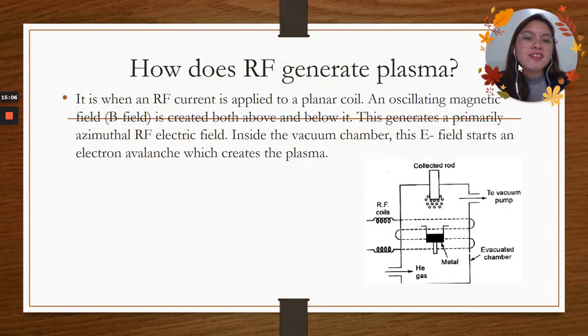Okay. And this is an example of how radio frequency generates plasma. We have the radio frequency coils, connected to a rod, to the vacuum pump, the evacuated chamber, the metal here, and the He gas, or helium gas. This is where the helium gas goes. And of course, this covers all the things that should be needed.